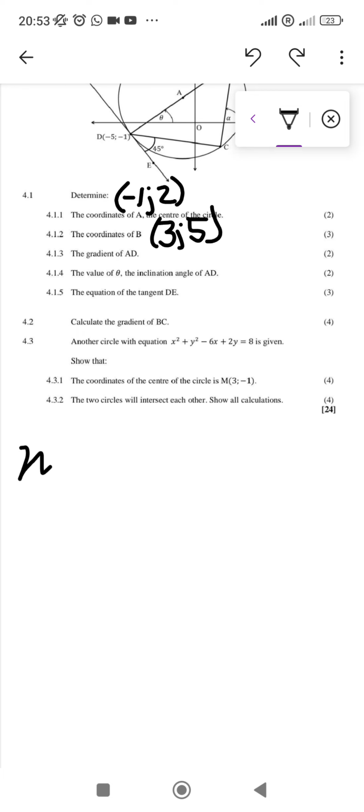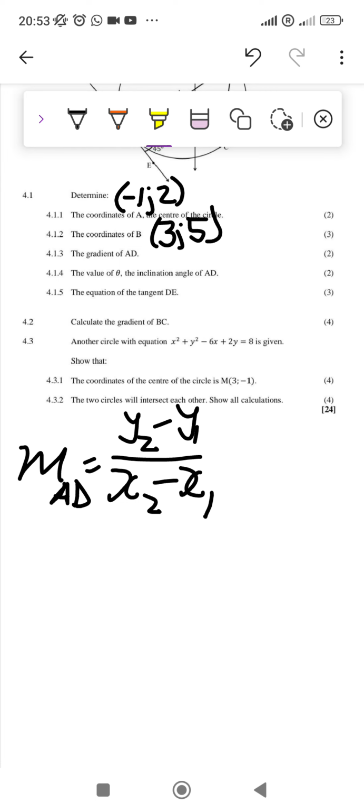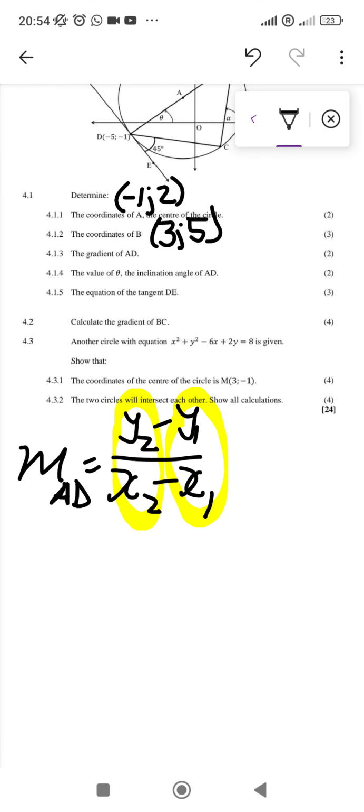So the gradient formula is M. We are finding the gradient of AD, so let's write that as a subscript, equals y2 minus y1 over x2 minus x1. Okay, that's the gradient formula. Let's talk about some of the common mistakes. Remember, the y's must always be on top, x's must be at the bottom. Let's remember that there's always a negative in the middle. And thirdly, when you put your coordinates in, remember that those go together and these go together. What that means, you'll see as we get further on in the video.